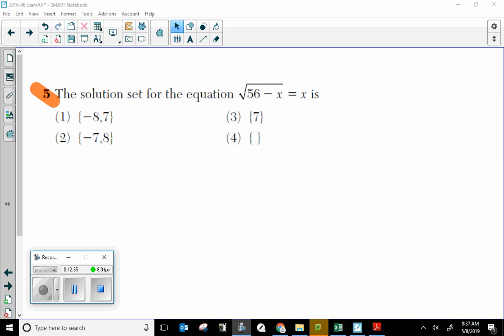Number 5, I love these problems. I love when they're just straight up algebra. And that's why it's highlighted in orange, because it's just a straight up algebraic problem. The solution set for the equation radical 56 minus x equals x is.